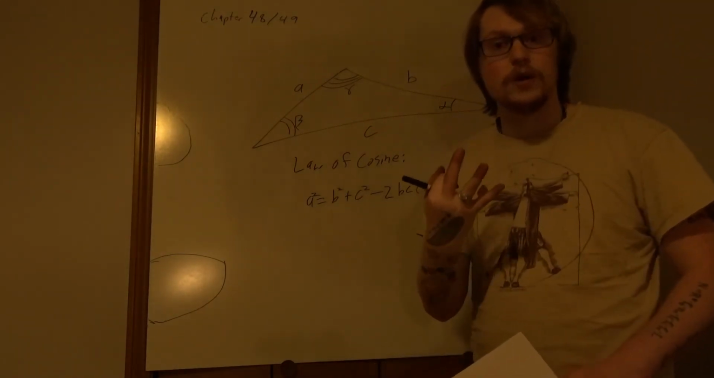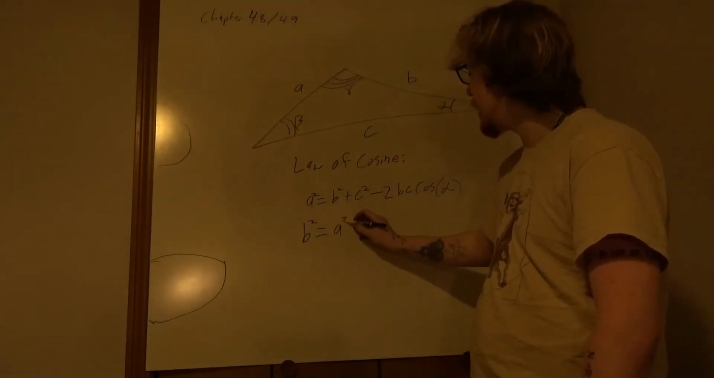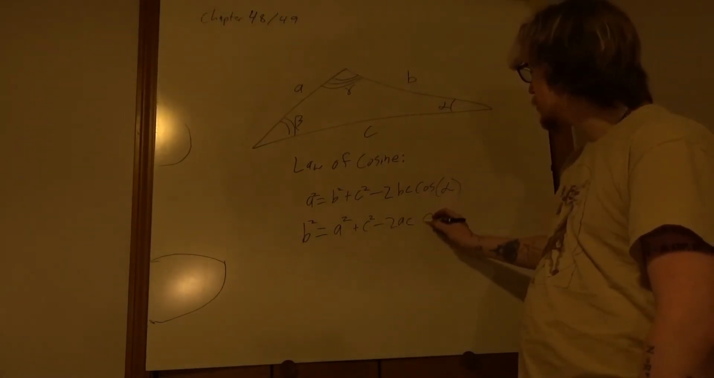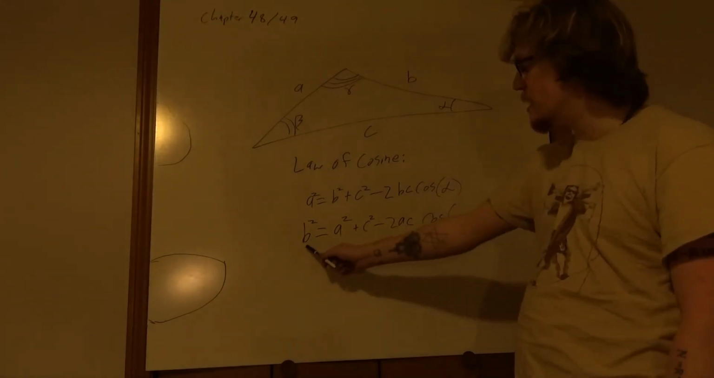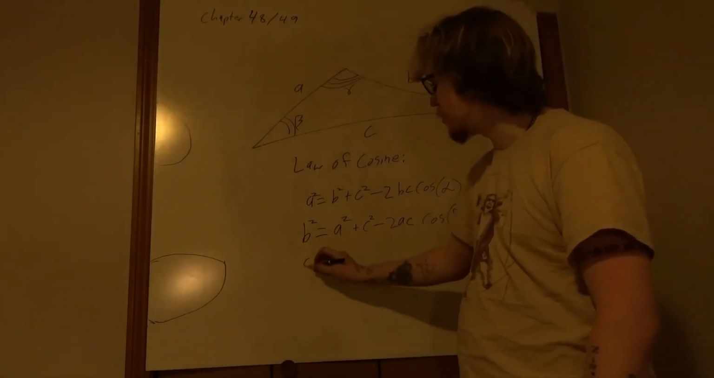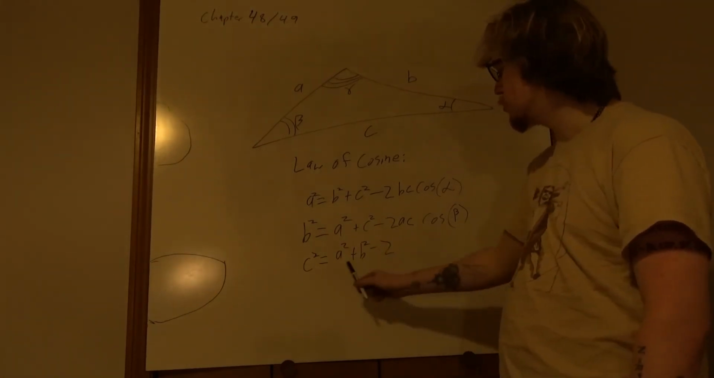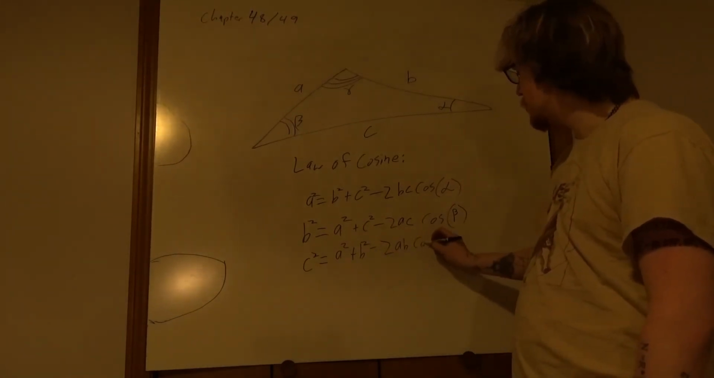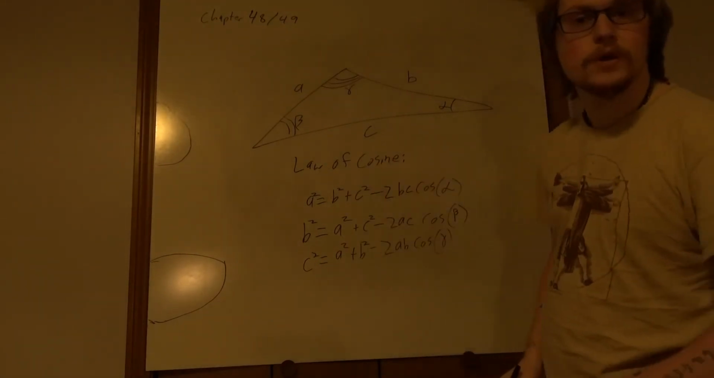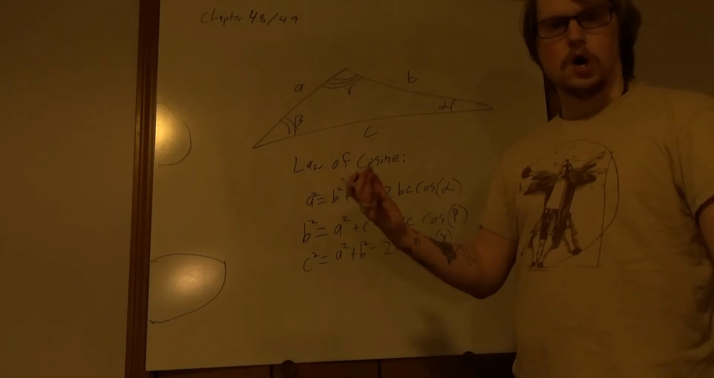However, there are a total of 3 of these formulas, one for each side. So we also have b squared is equal to a squared plus c squared minus 2ac cos beta, because it's b over here. And the last one, you might already pick up the pattern: c squared equals a squared plus b squared minus 2ab times the cosine of gamma, the angle opposite of c. You can see all those. These 3 things together are the law of cosines.